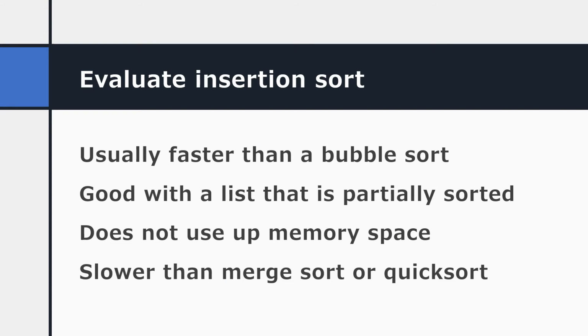So the insertion sort is usually faster than the bubble sort. And it's particularly good to use with a list that is partially sorted, because in that case there are only a small number of values that need to be passed backwards up the list. It doesn't use up any memory space, but it is slower than the other two sorts that we're going to look at next, the merge sort or the quicksort.